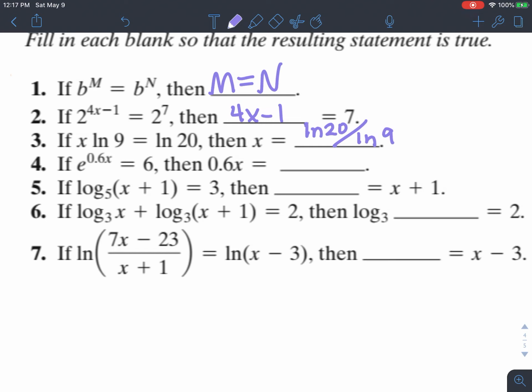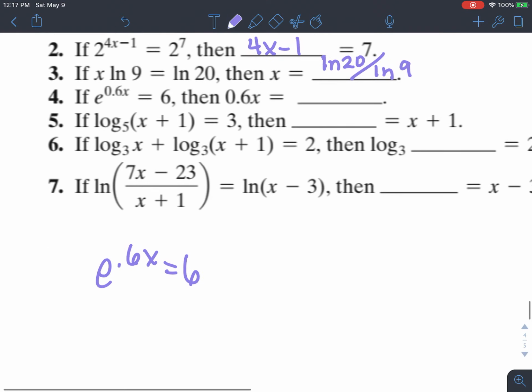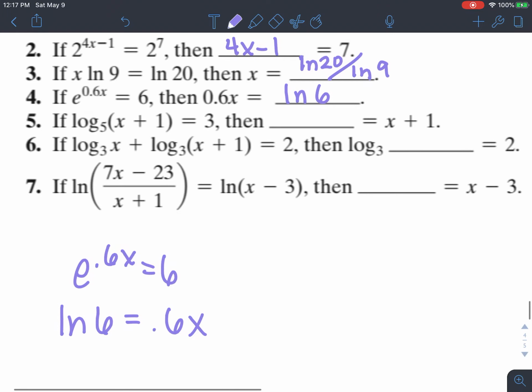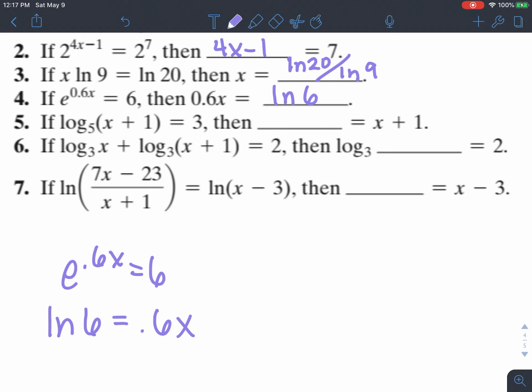If e to the 0.6x equals 6, then ln of 6 equals 0.6x. If log base 5 of x plus 1 is 3, then 5 to the third is x plus 1, or you could say 125.